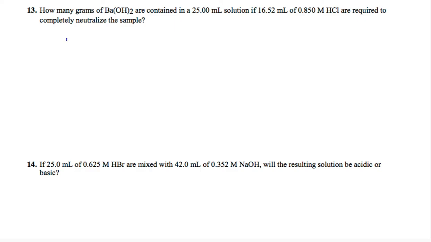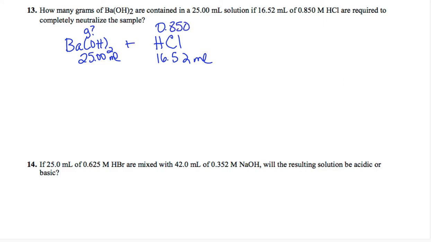How many grams of barium hydroxide are contained in 25 mils if 16.52 mils of 0.850 molar HCl. So I'm mixing it with 16.52 mils of it, and it had a concentration of 0.850. How many grams of that barium hydroxide then would be required to neutralize this sample?